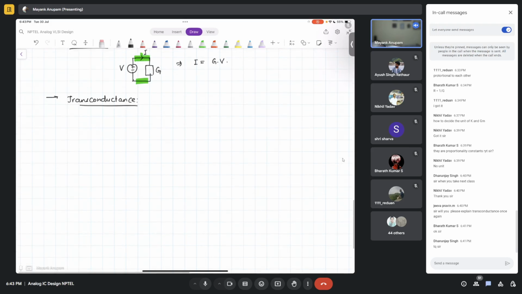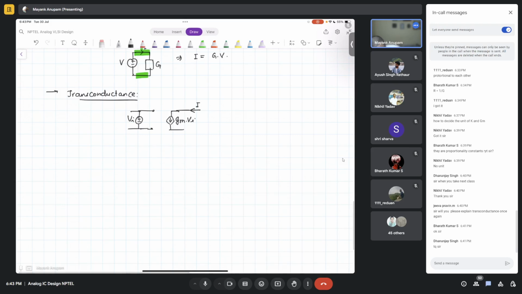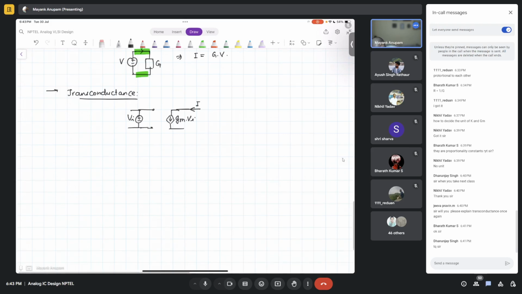what happens here is that you will apply a voltage somewhere else. So this is Vi, and this is Gm times Vi. This is the current I. So here what happens? Another Gm times V1. Can you please tell me what happens here?